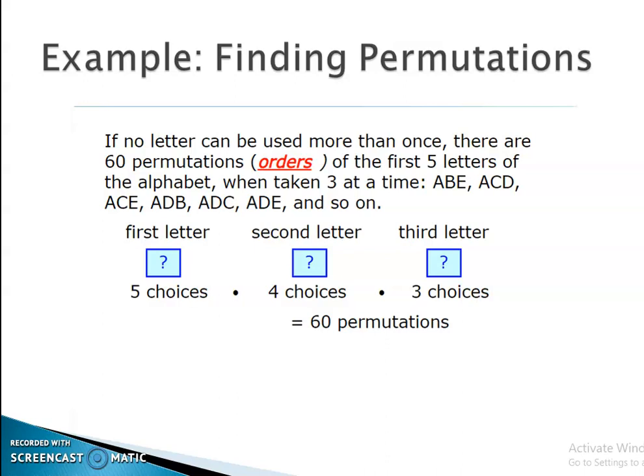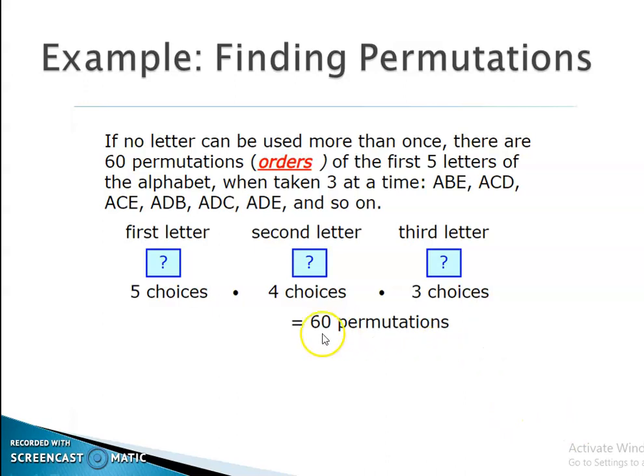Finding permutations. If no letter can be used more than once, there are 60 permutations or orders of the first 5 letters of the alphabets when taken 3 at a time. The first 5 letters of the alphabets are A, B, C, D, and E. So taking 3 at a time out of 5 letters, we can make 60 permutations.